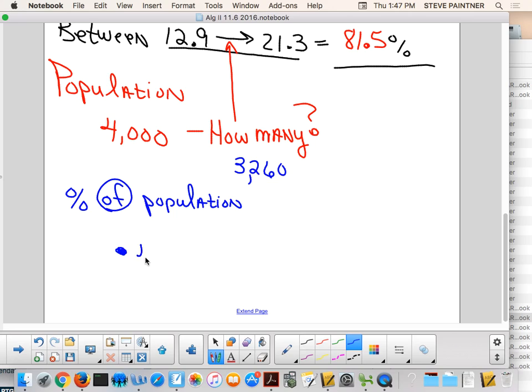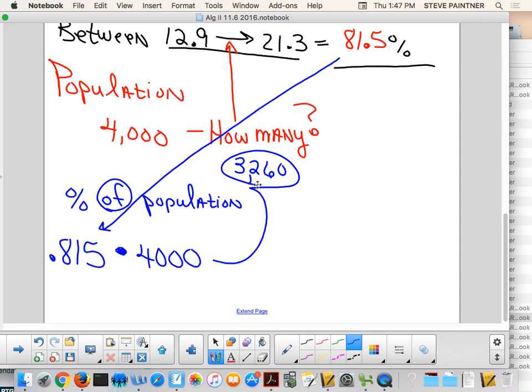The population is 4,000 eels, and you want what percent? 81.5. When you type that in your calculator, how do you type it in? 81.5%. No. 0.815. The secret is move the decimal where? Two places to the left. Okay, that times that. Is Aaron right? Yeah, he's right. Okay, good. You got it, Aaron.